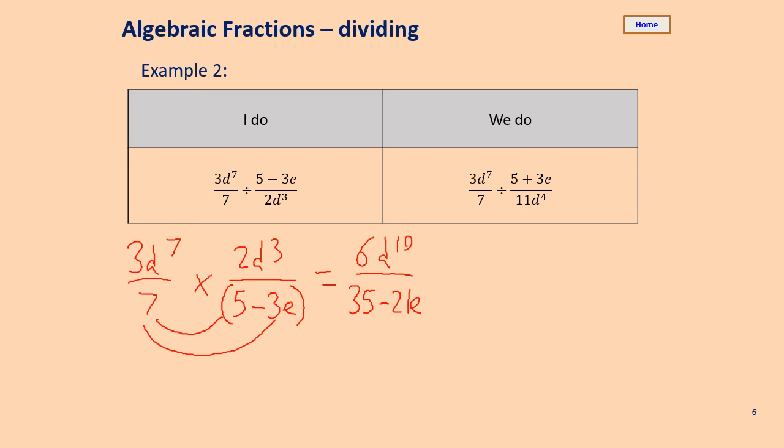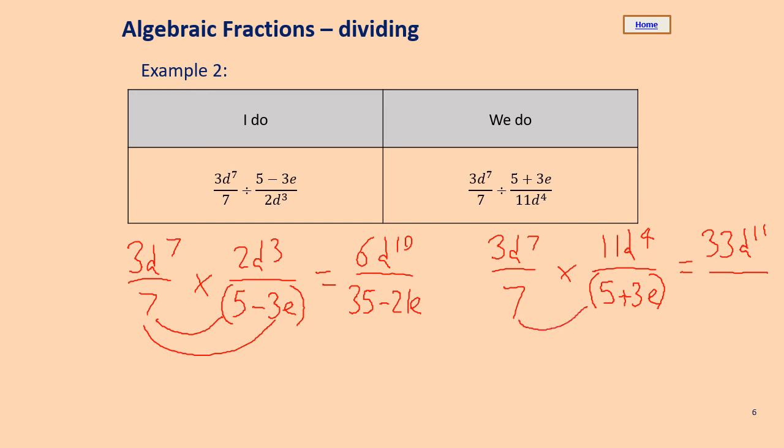Right, so hopefully you paused the video and had a go at the redo yourself. So remember, first step should be to keep, flip, change. 3d to the power 7 over 7 times by 11d to the power 4 over 5 plus 3e. And remember to treat this denominator, when you multiply it, like a pair of brackets. So multiply the numerators, that gives us 33d to the power 11, 7 plus 4. Over, well, 7 times 5 gives 35, 7 times 3 gives 21e. Okay? And once again, that can't actually simplify. So that's our final answer. Really well done if you got that right yourself. That was a tricky example.